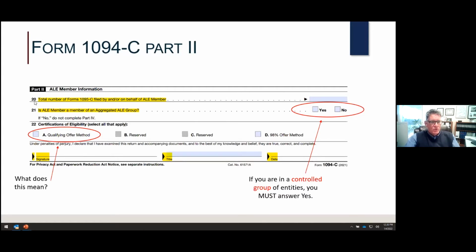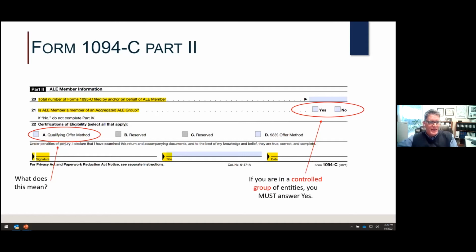Okay, moving on. So question 20 of the 1094 seems to be a duplicate question of the one previous, but it's asking you how many total 1095Cs are you filing. In most cases, this will be the same number as the other question unless you're doing corrections. Question 21 is a really important question, and I do want to spend a couple of minutes talking about this and providing some understanding about what this question is about.